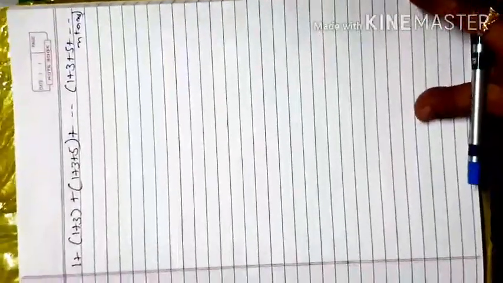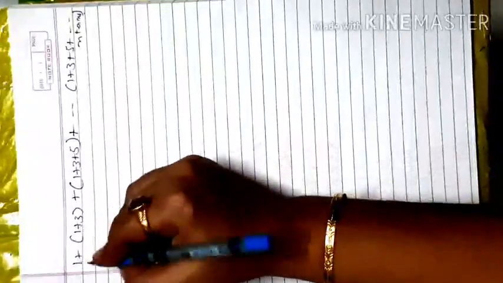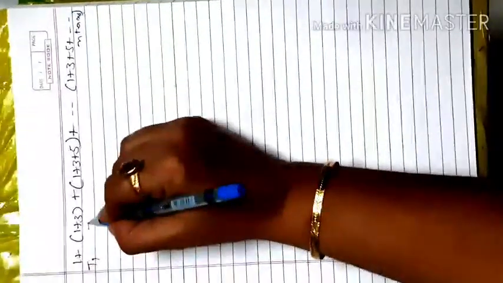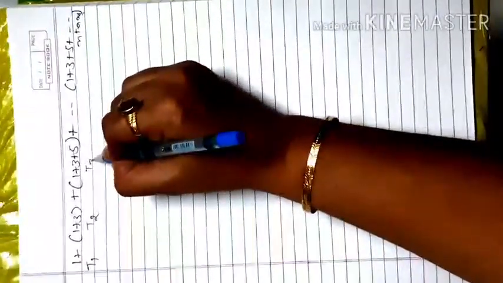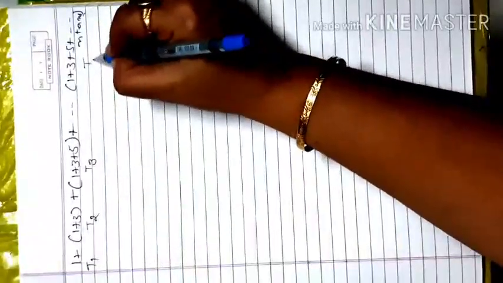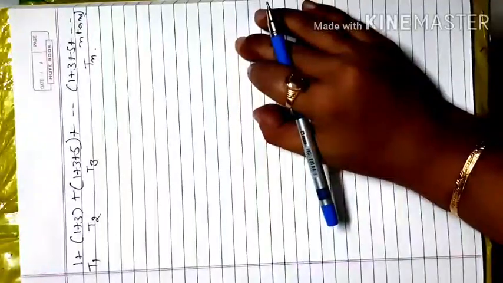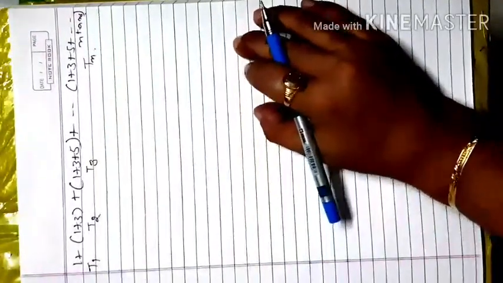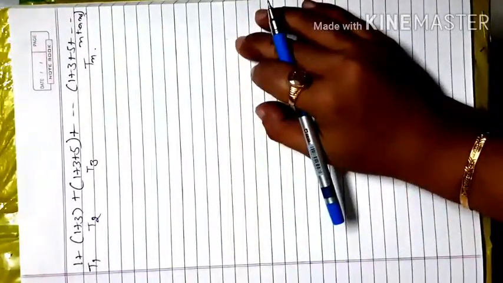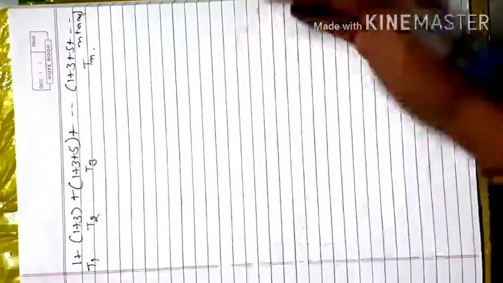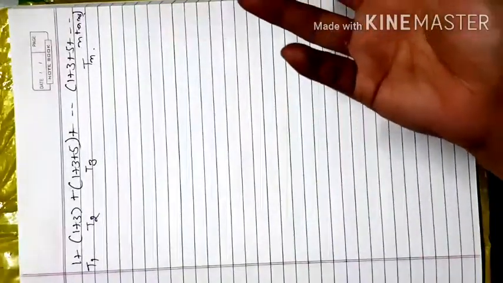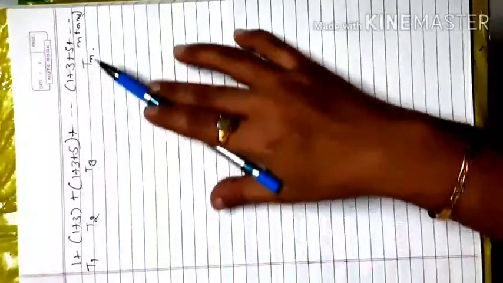But some types of series will be different. Sometimes the series will be like this: this will be the first term, this the second term, this the third term, and this the last term. So how will you solve this type of series? Here, because we need only the nth term, we don't bother about term 1, term 2, term 3 and term n.